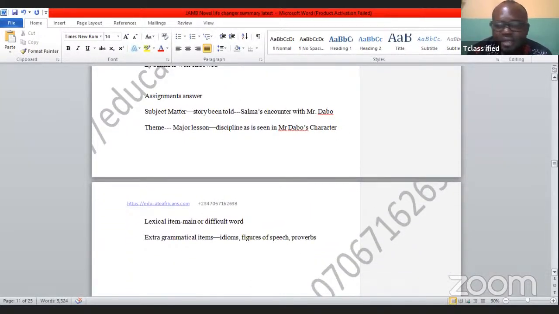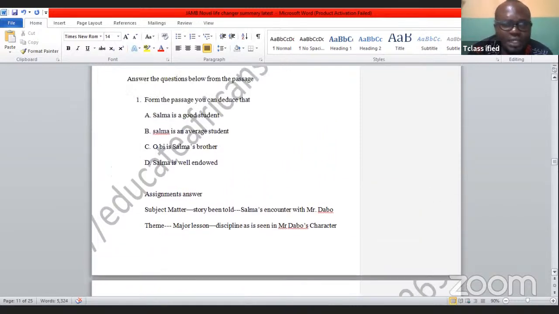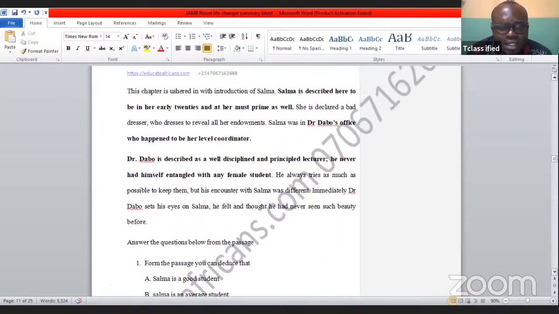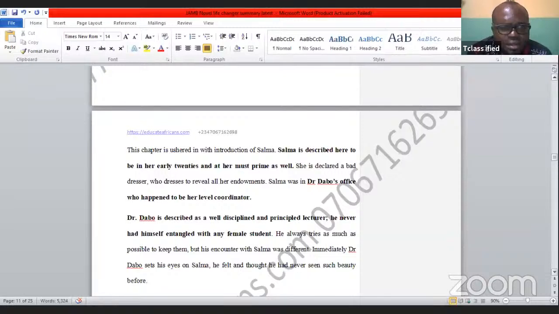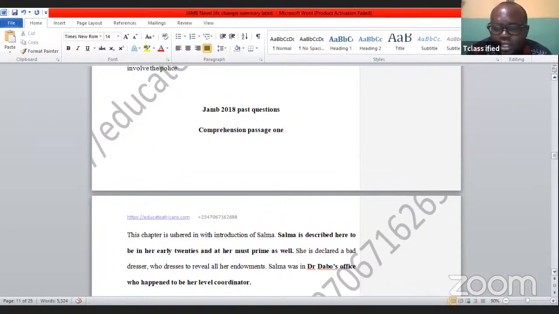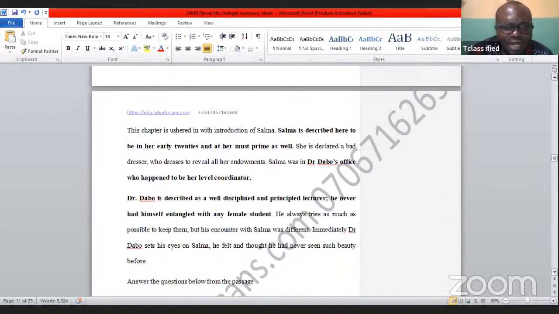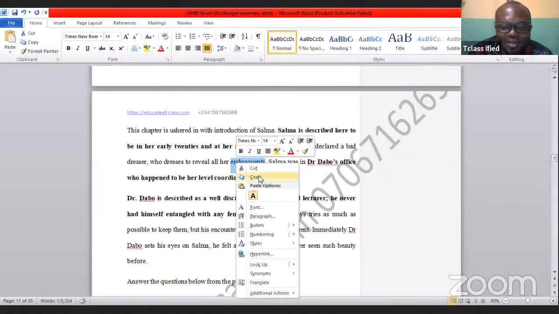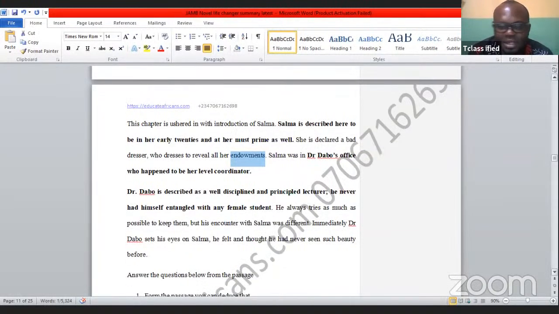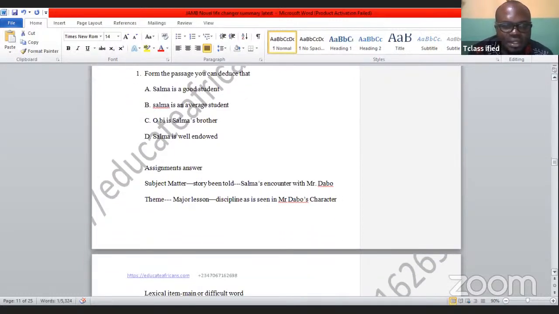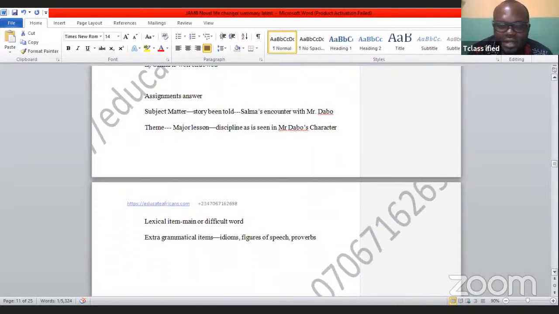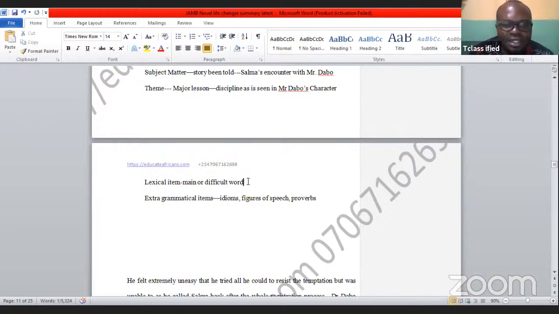Now we'll talk about lexical items. What are some difficult words that you can see from these? Not much, there are very few difficult words. But I hope everybody knows what endowment is. So this could be one of them. Endowment in this case simply means your body parts, like somebody that is well shaped. It is a jargon that is used for describing human beings. So endowment is here. What else can we see?